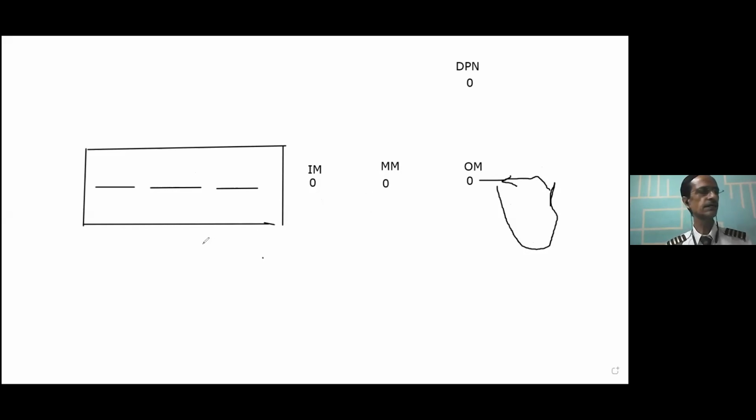So this is actually the instrument approach landing. First of all, it is not always like this. It is always like this only when you are asked to come to DPN, and from DPN you have to make an ILS approach. Only in one exceptional case this may happen, but not in all the cases. It will not happen that you are following the procedure turn.